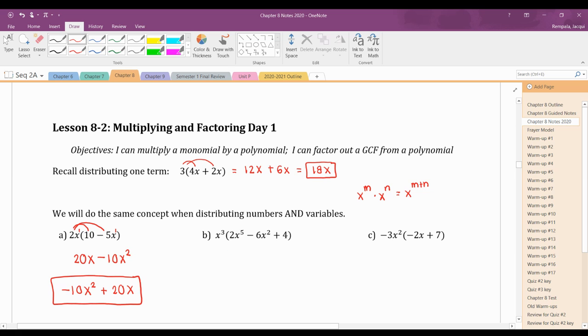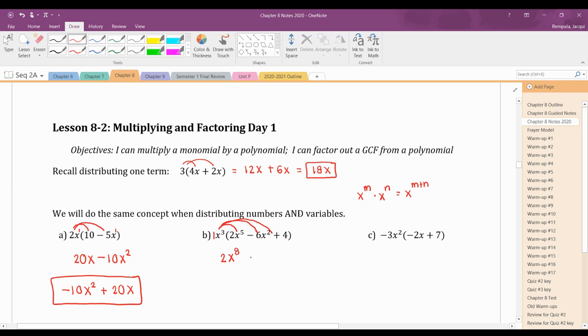If we take a look at the next example, x to the third is getting multiplied by 2x to the fifth minus 6x squared plus 4. All right, so that x to the third is going to get distributed not once, not twice, but in this case, 3 times, because there's 3 things inside of the parentheses. Because I don't see a number with the x, you can think of it as a 1. So 1 times 2 keeps it a 2. But just like before, because these x's are the same and they're being multiplied, I get to keep the x and I'm adding the exponents. 3 plus 5 gives us 8.